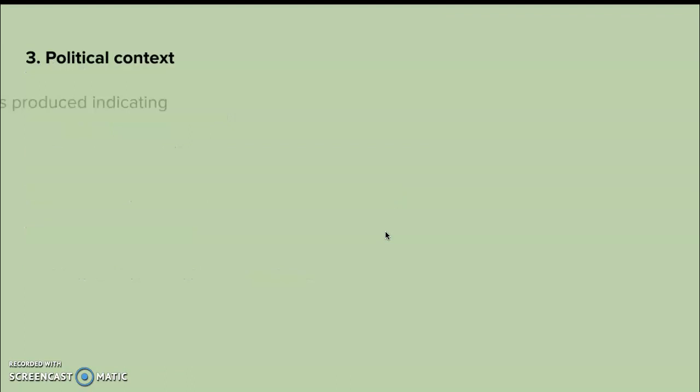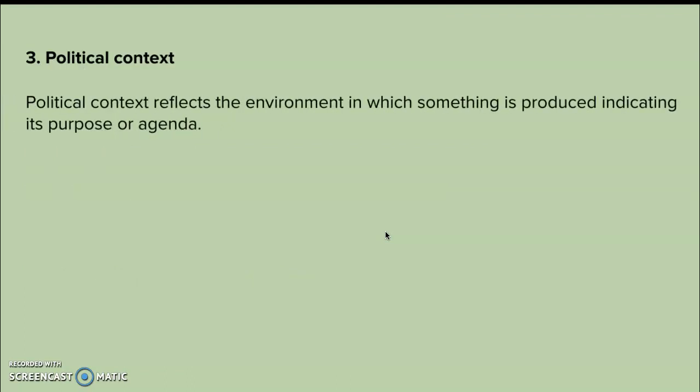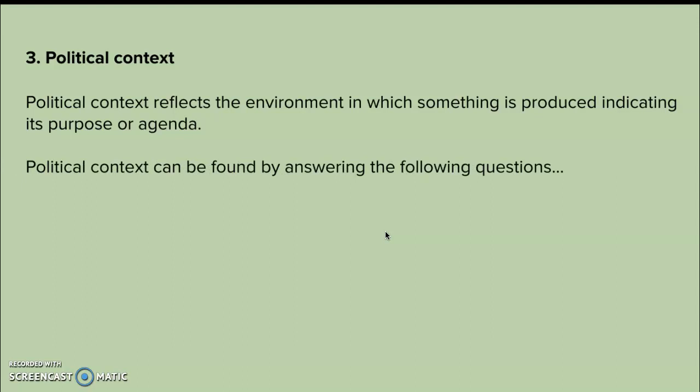Our third context is political context. So this is the political environment around which something is created. It really does give purpose to text. So we can find our political context by asking the following questions.